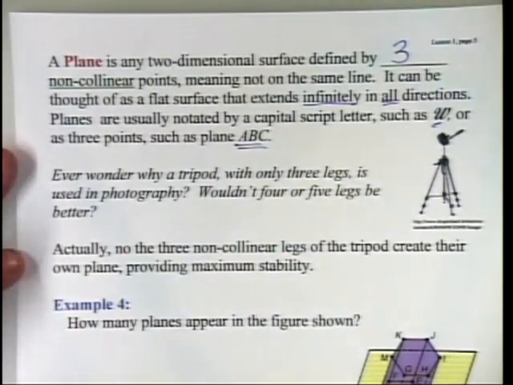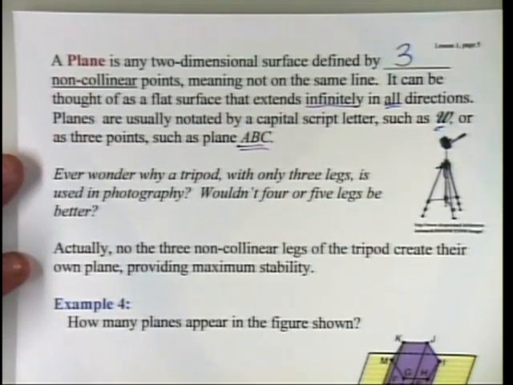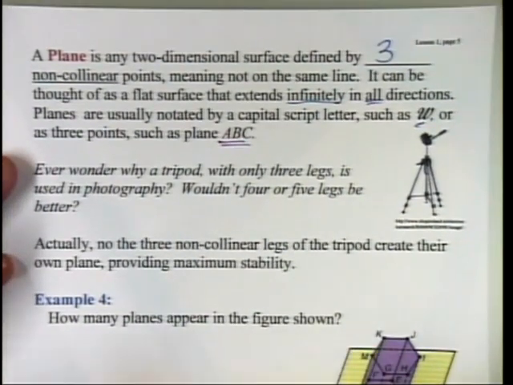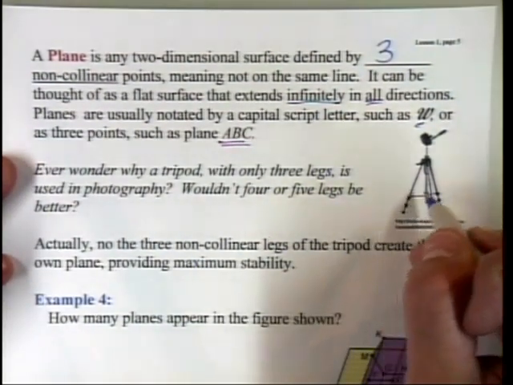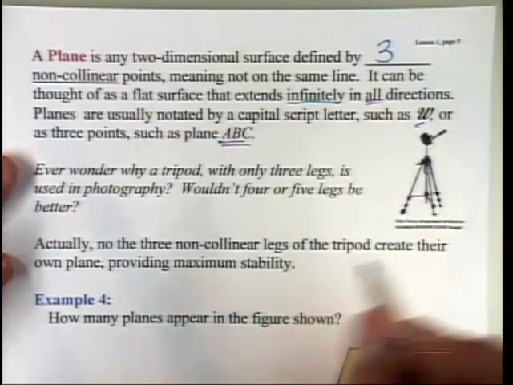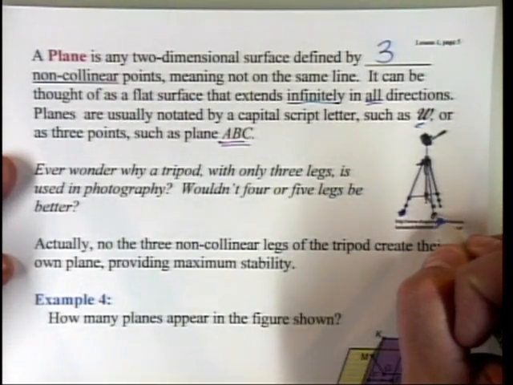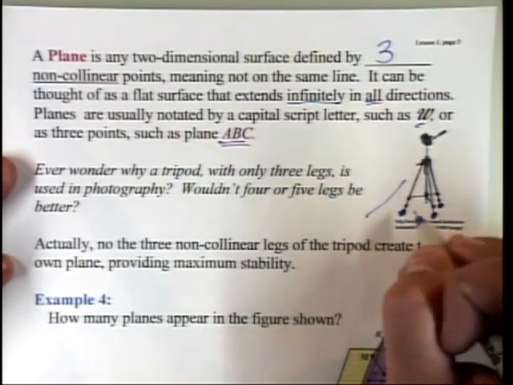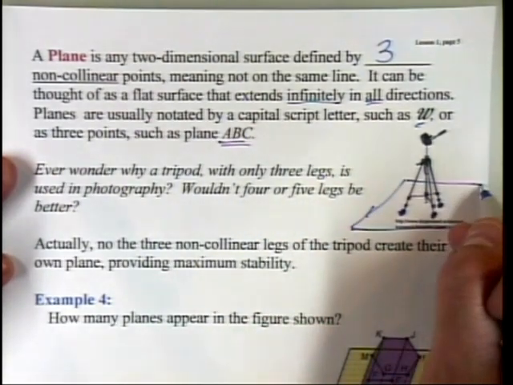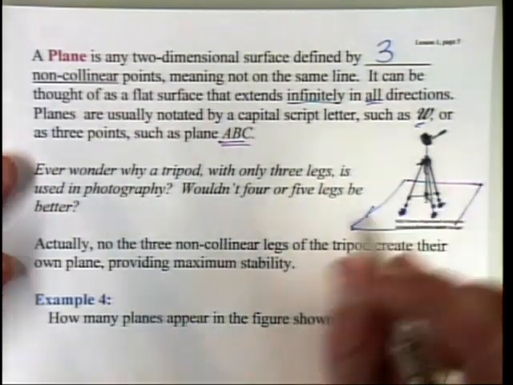Now, you ever wonder why a tripod in photography has only 3 legs? Wouldn't 4 or 5 be better, right? More legs, more stability? Well, not necessarily true, because basically, if it only takes 3 points to define a plane, a flat surface, there's 1 point on the tripod, there's 2, there's 3. Those 3 points right there define their own unique plane.